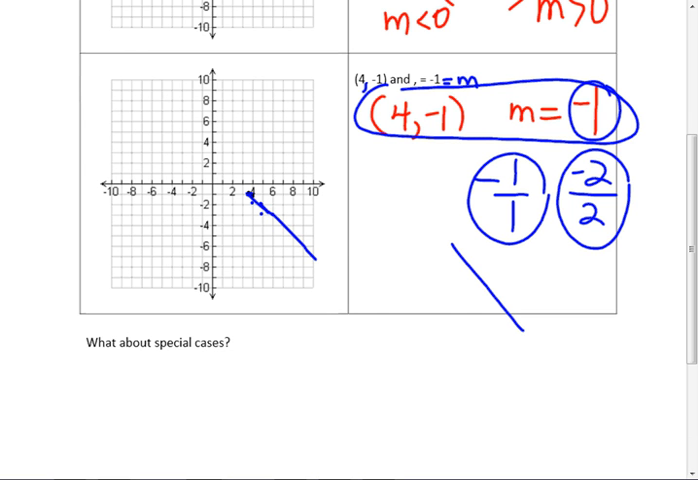Now, what does this mean? This means a run of 1 and a rise of negative 1. Well, if it's a rise of negative 1, which way is it going? Down. So I'm starting here. I like to do it this way, run, and then down.